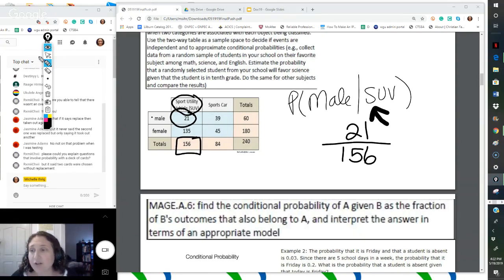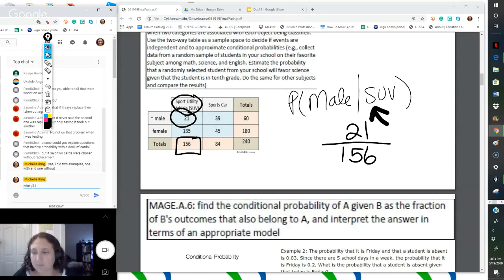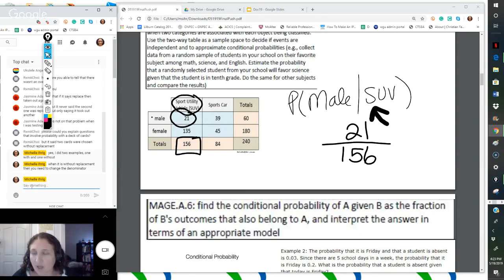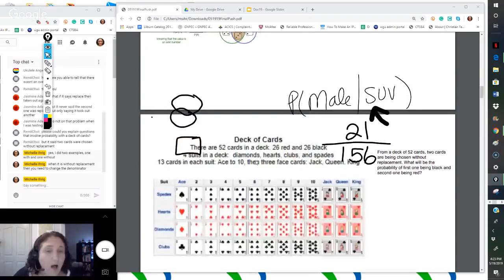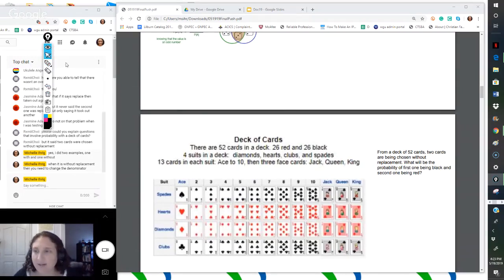Yep, it did say 2 cards were chosen without replacement. I did both problems. Oh, but you know what I did wrong? Hold on. I think I did that problem wrong because it said black and red, right? I messed that problem up. I just made a mistake. Let me fix it real quick so I can tell you what I did wrong.